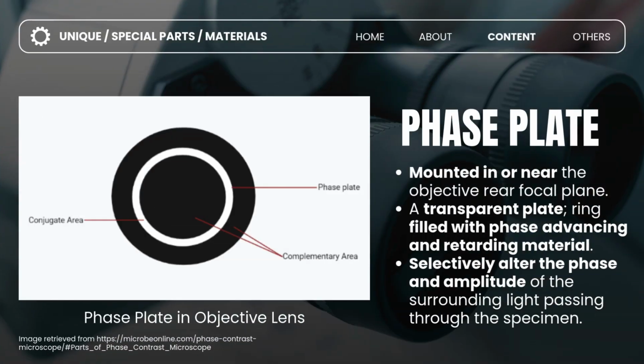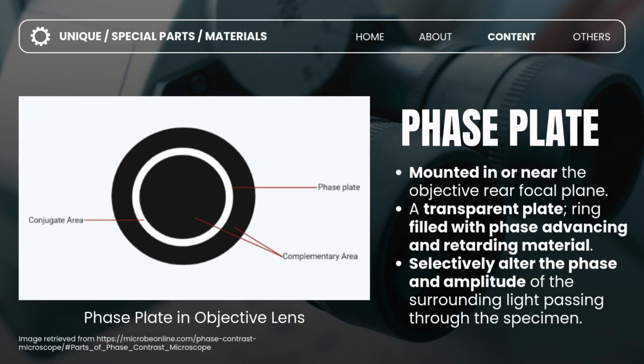Now that we've seen how the annular ring shapes the light into a hollow cone, the next step happens inside the objective lens with the help of the phase plate. It is mounted near the rear focal plane of the objective. It looks like a transparent plate, but it has a special ring filled with materials that can either advance or retard the phase of light waves.